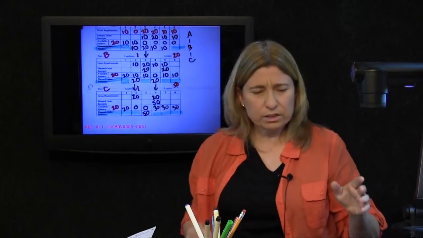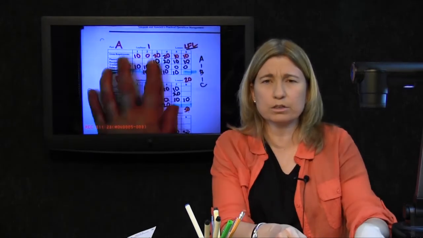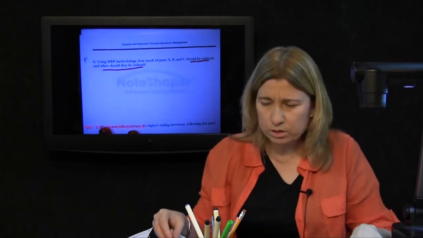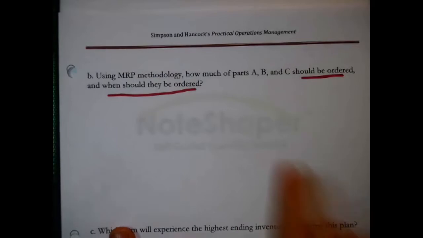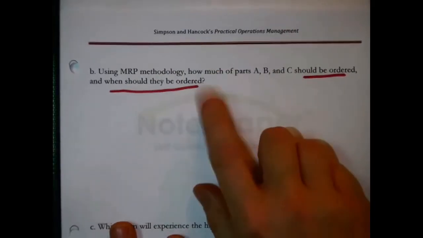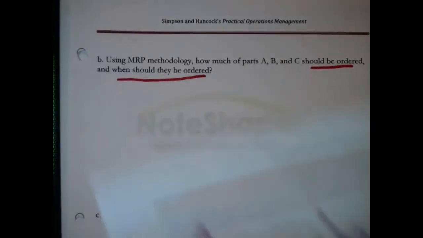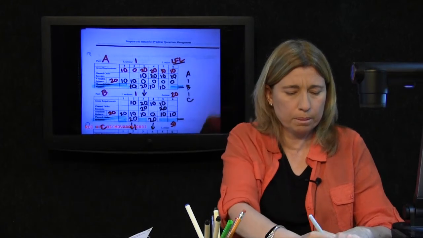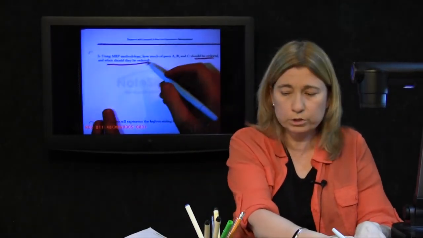What was it that was actually asked in the question? It said using this methodology, and we did. What is it asking? Oh, how much of parts A, B, and C should be ordered, and when should they be ordered? It's asking for the planned order releases. To answer that question, what I was highlighting in blue ink here, that's actually what it's asking for, because it says how much should be ordered and when should they be ordered.